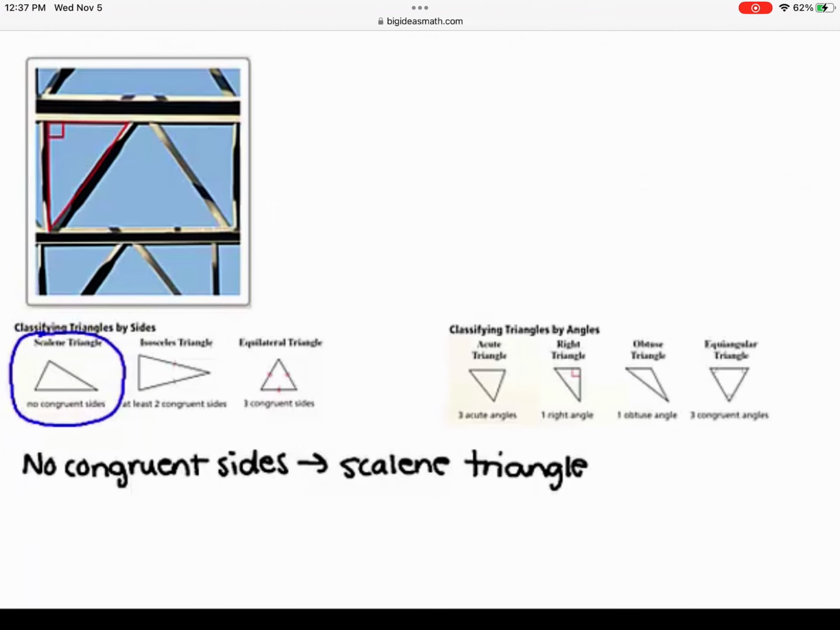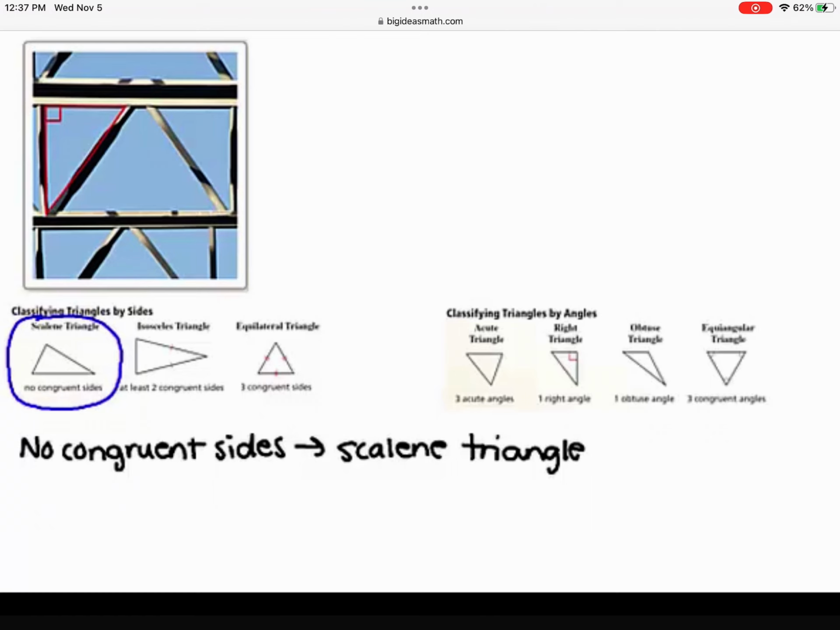Next, to classify a triangle by its angles, you first need to measure its angles. One of the angles in the given triangle is marked with the right angle symbol. So, this triangle has one right angle with a measure of 90 degrees.